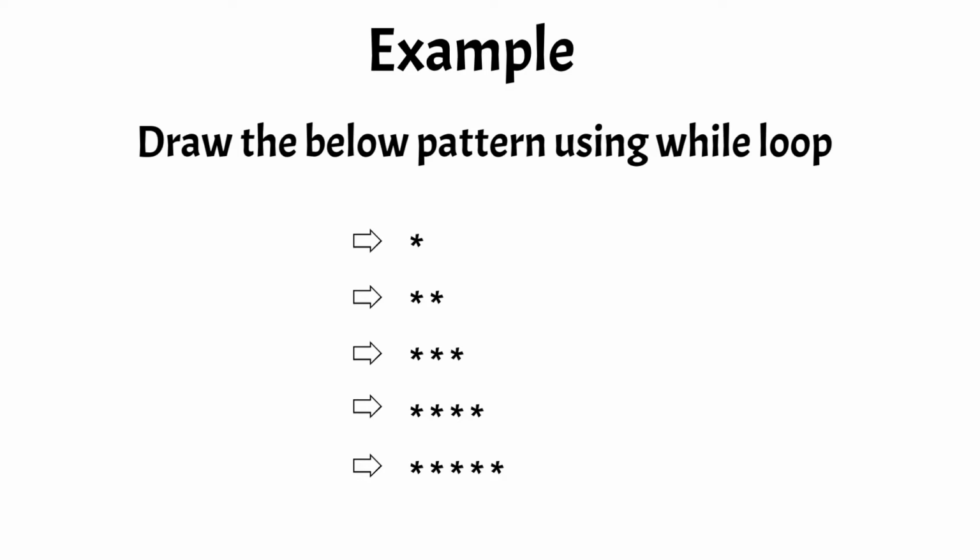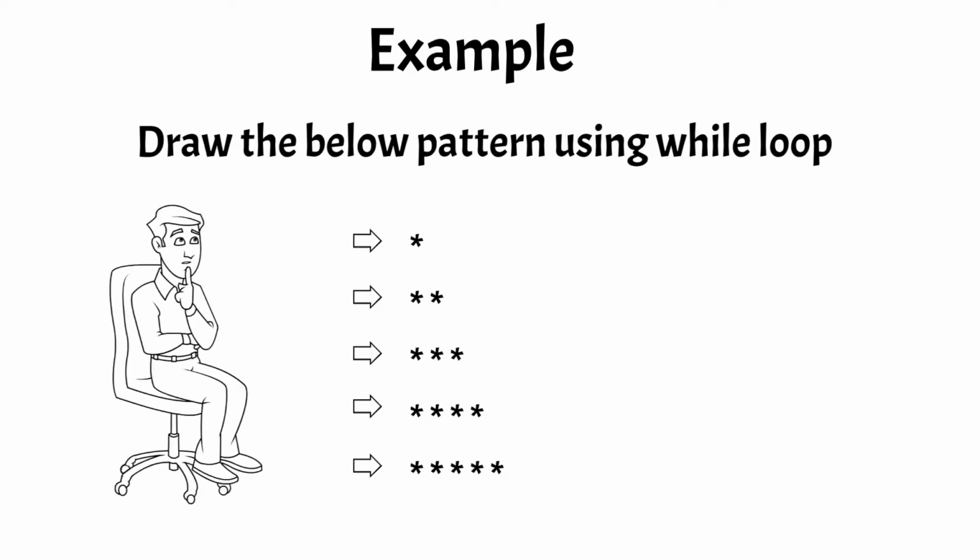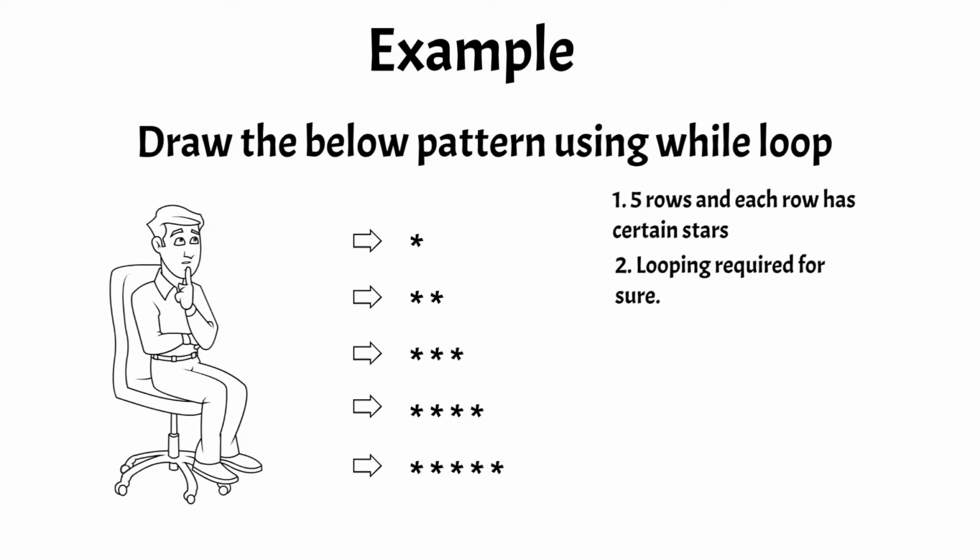In order to create this pattern, we must observe it carefully. As the first observation, you can see we have 5 rows here, and in each row we are printing a certain number of star symbols. So definitely we will have to loop through all the rows one by one to print stars.